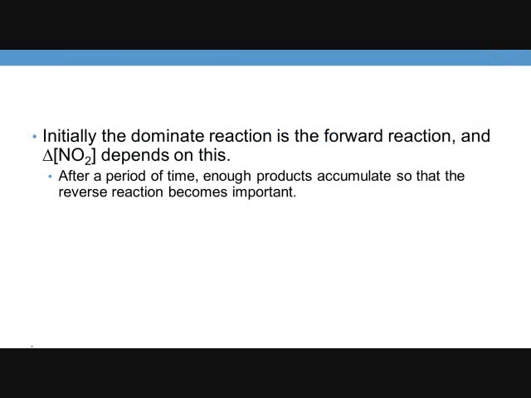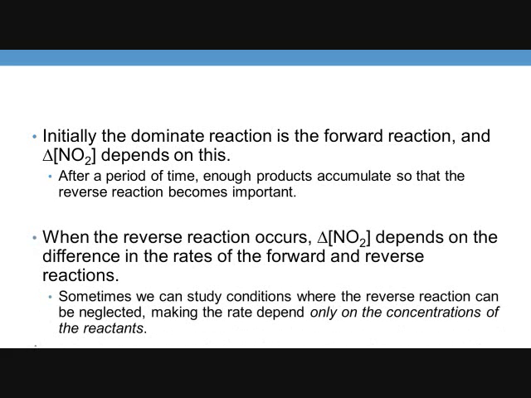But initially, the dominant reaction is the forward reaction because the only thing that we put in the vessel for the reaction to take place is the reactant. So the change in the concentration of the reactant depends on this. After a period of time, though, enough products will accumulate so that the reverse reaction becomes important. When the reverse reaction occurs, the change in the concentration of NO2 depends on the difference in the rates of the forward and the reverse reactions. So we can study conditions where the reverse reaction can be neglected, making the rate depend only on the concentration of the reactants. This is what we're going to do as we first study rate laws.